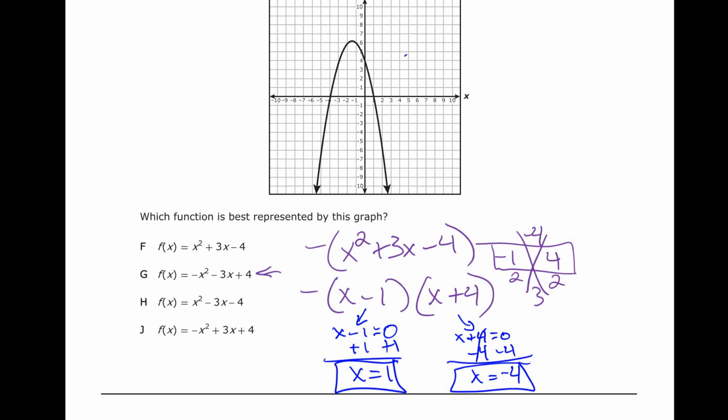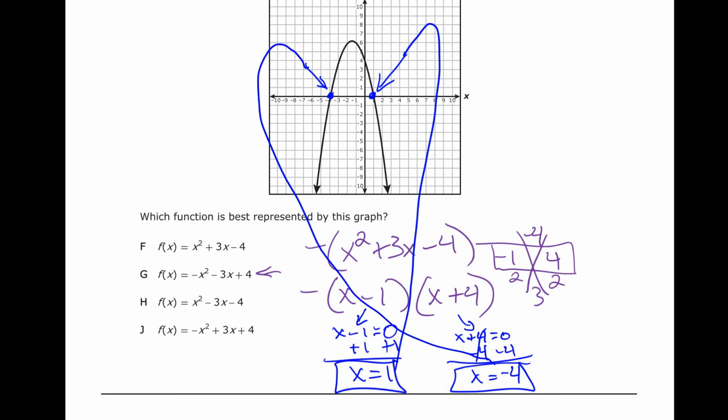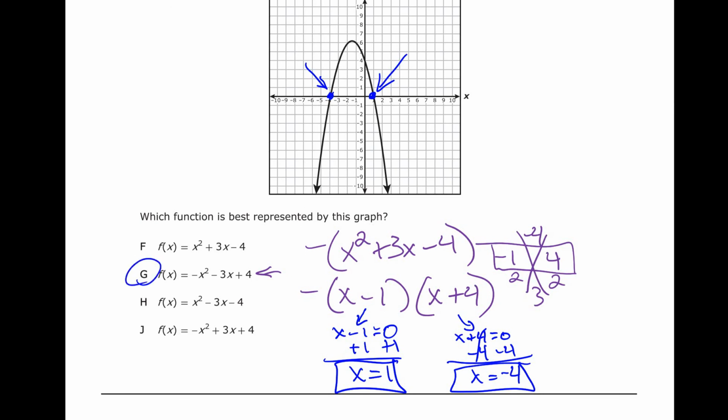And we know that solutions on a graph are the x-intercepts, also called roots and zeros. We see that 1 is right here and negative 4 is right here. So that makes perfect sense. Those two are the answers. G. Of course, the other way you could solve it is by graphing each one of these in your calculator and see if it matches that picture.